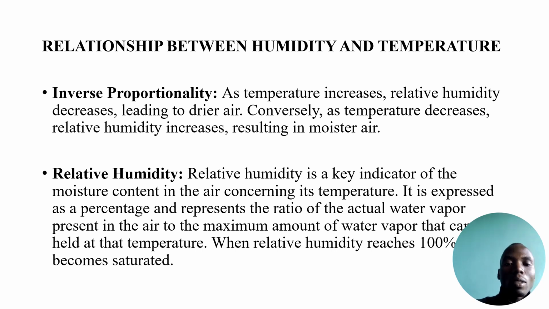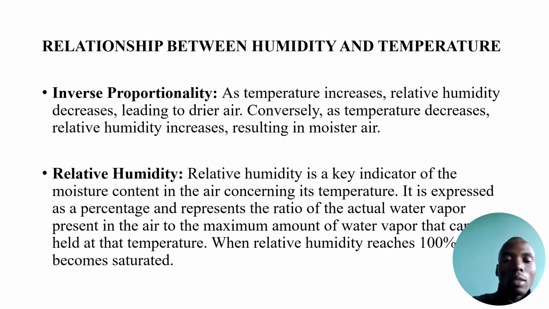The first point is inverse proportionality. So this means as temperature increases, relative humidity decreases, and this can lead to drier air. So if temperature decreases, relative humidity increases, and this can result in moister air.